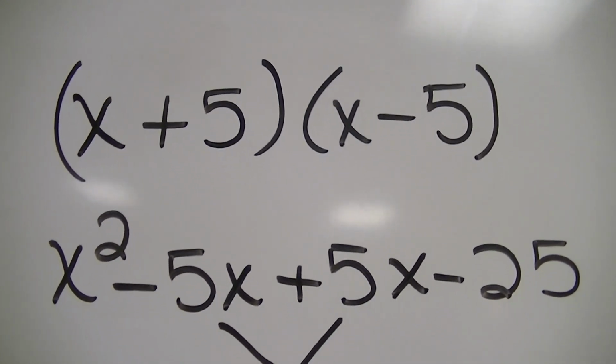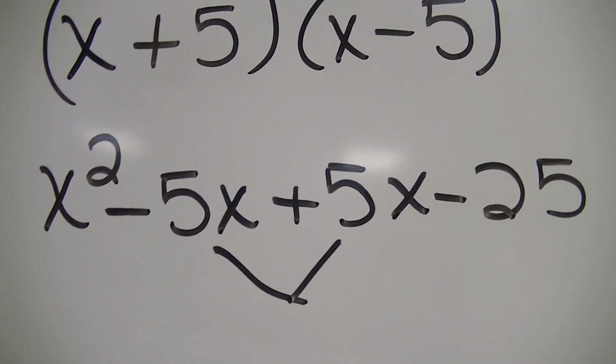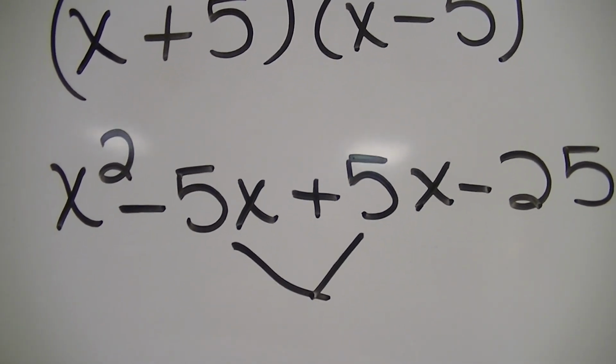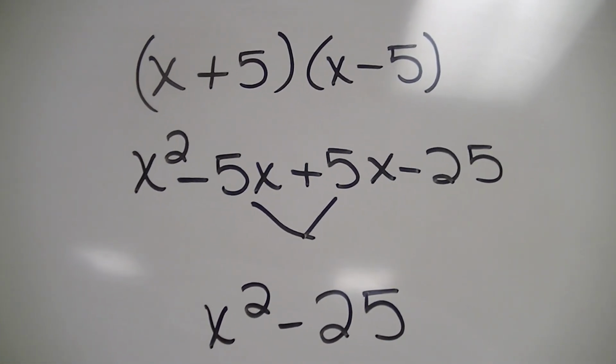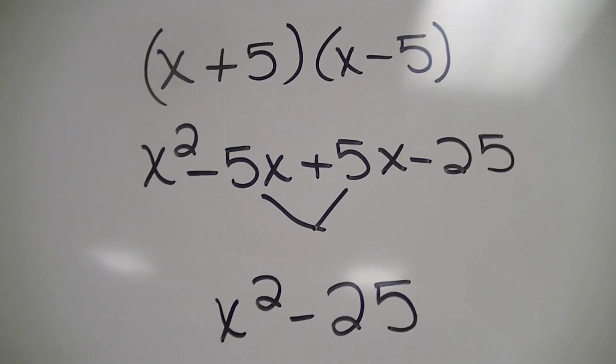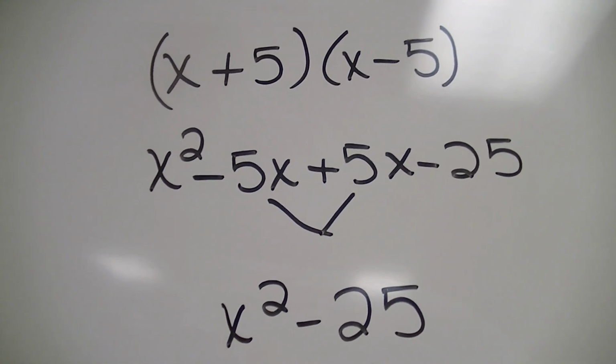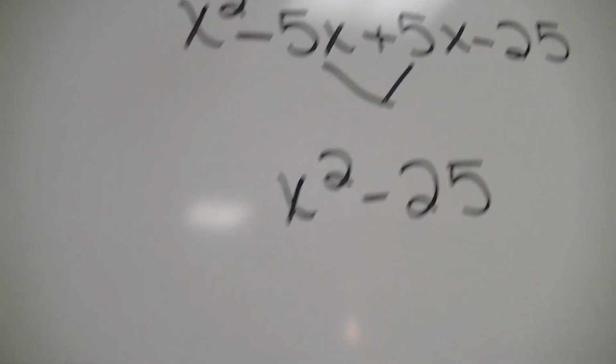Now, what happens when we combine a positive 5x and a negative 5x? They cancel each other out, and we are simply left with x squared minus 25. So yeah, that middle number goes away sometimes, huh? All right, one more example.